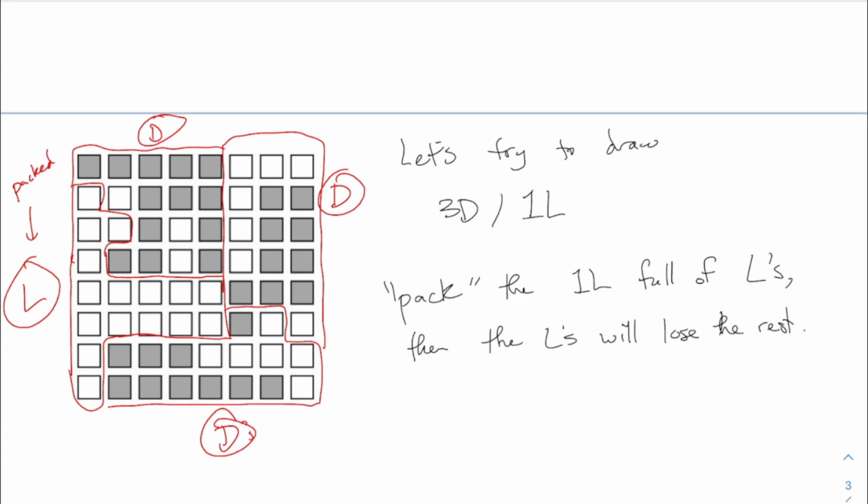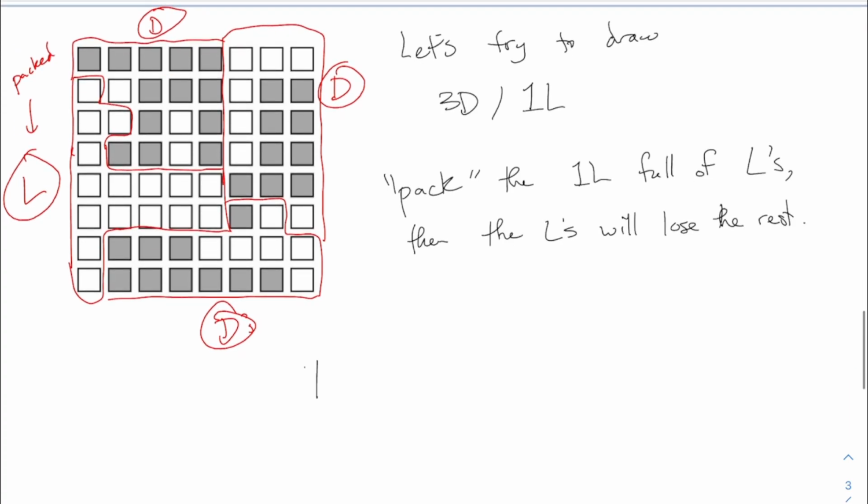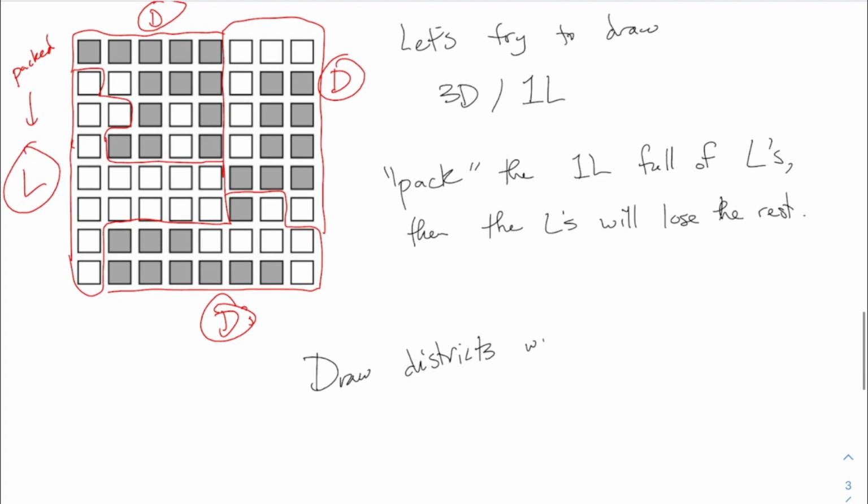I would like for you all to try. You should have the paper, for those of you just joining us. I got more here. Try to draw districts. This is why I gave you so many different copies here. Draw districts with results of the other 2 possibilities: 2 darks, 2 lights.